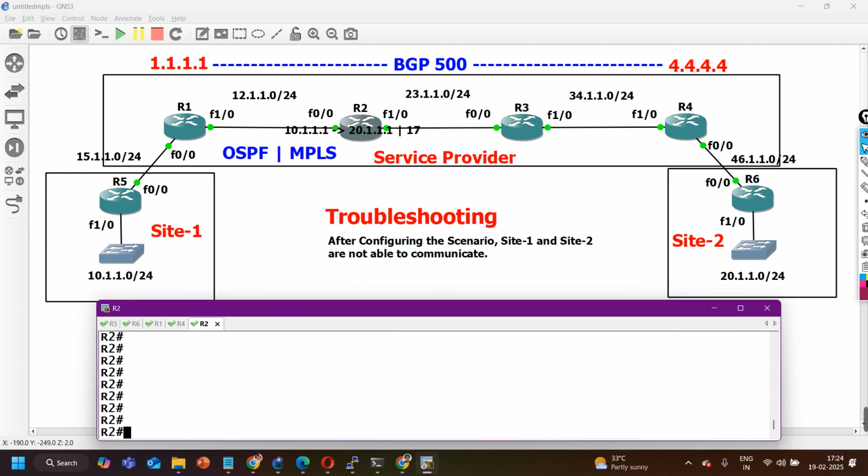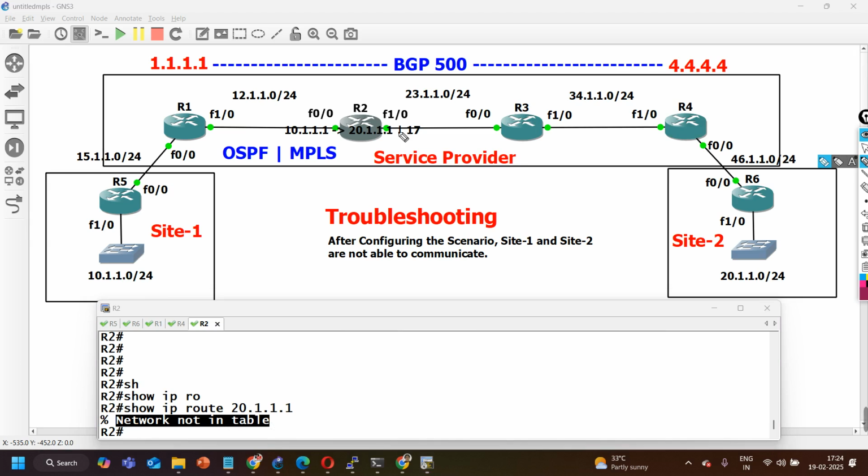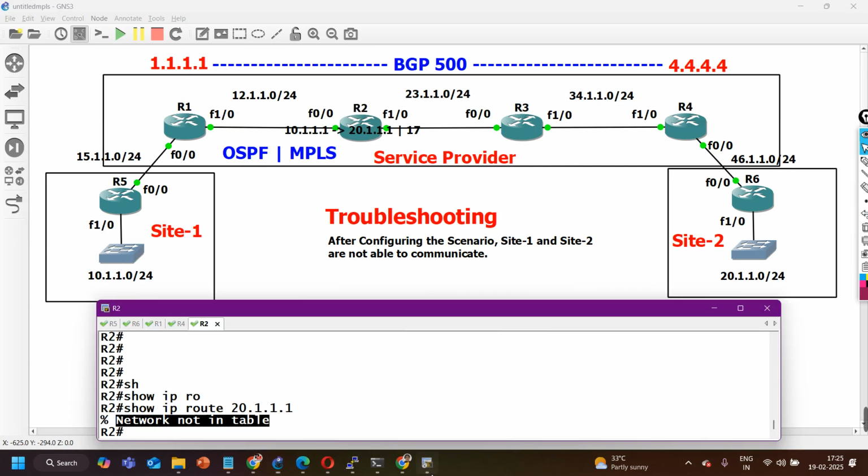if you check the routing table, show ip route 20.1.1.1, you can see network not in table. Because, guys, from router number 1 we are not advertising this LAN subnet of the customer to router number 2. We are not advertising it in OSPF. We are advertising it in BGP, right? In BGP only. So BGP peering is there between router 1 and router 4 only. So router 2 and router 3 will not have the route, and even router 2 and router 3 are not going to compare the destination with their routing table, because this is a labeled packet.